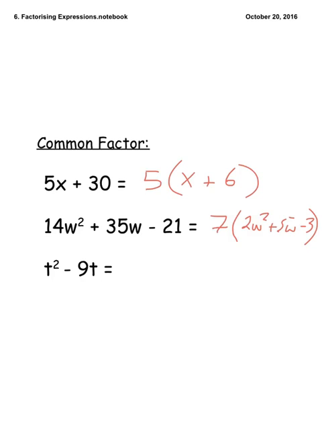Okay, the last one. This time there's no number in common, but we do have a letter in common. t squared and minus 9t. Both divide by t. t squared divided by t is t, and negative 9t divided by t makes negative 9. Okay, so there we've taken a common factor and factorized each of those three expressions.